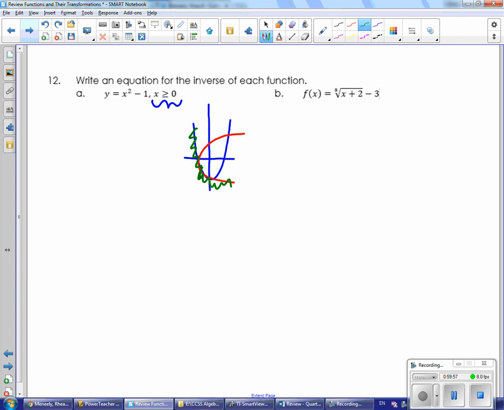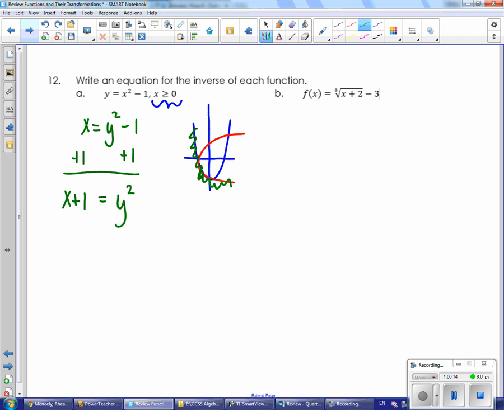Let's go ahead and do the process. Our first step is to switch x and y. So this is going to become x equals y squared minus 1. My next step is to solve for y. So I'm going to add 1 to both sides, and I get x plus 1 is equal to y squared.